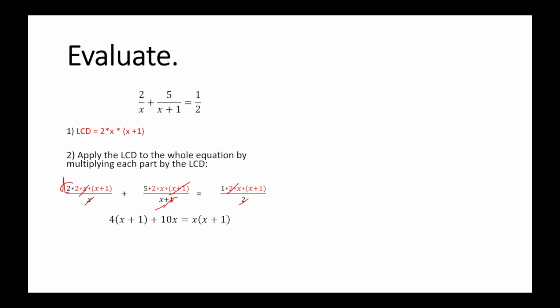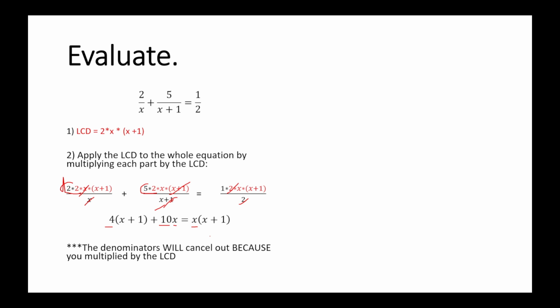We did 2 times 2. That gave us 4, and then x plus 1. We did 5 times 2. That gives me 10 times x. That's there. And then 1 times x. That is x with the x plus 1 on the side here. So each time you multiply by the LCD, this will happen. The denominators should disappear. If this isn't the case, go back. It probably means that you did something incorrectly.